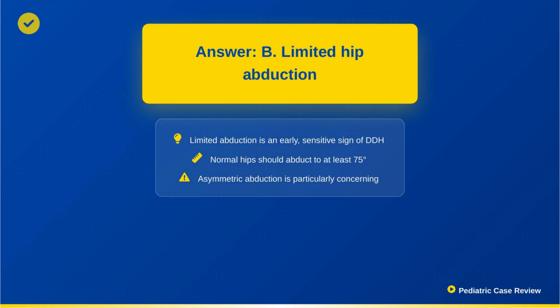Limited hip abduction. This is one of the earliest and most sensitive clinical signs of developmental dysplasia of the hip. In a normal infant, the hips should abduct to at least 75 degrees. Asymmetric abduction between the two hips is particularly concerning and warrants further investigation.